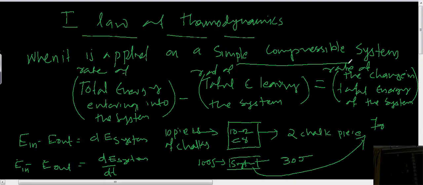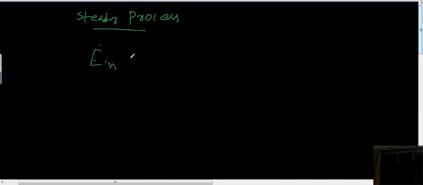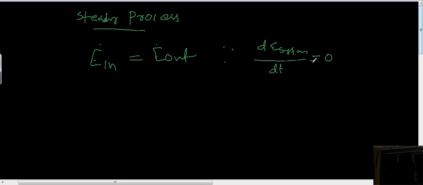Now suppose the system is steady, if there is no change with respect to time, then it is called a steady process. Then E dot in will be equal to E dot out, since dE system by dt is equal to 0. So that is the right form for a steady process.